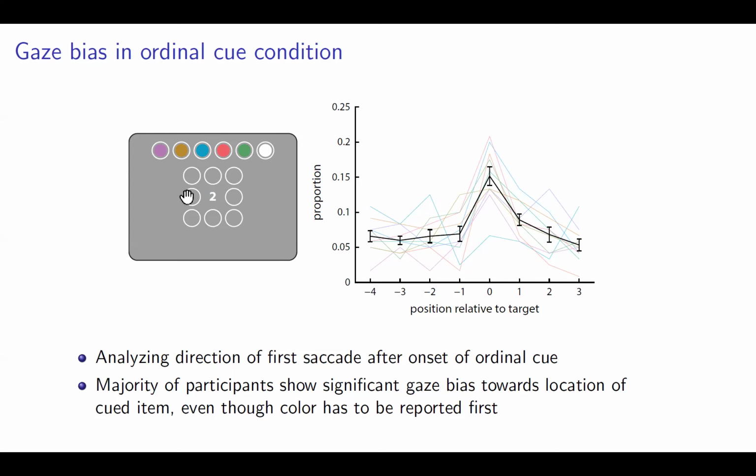That is a location that at that moment in time is not perceptually marked. The locations are all marked equally, right. They first have to make the color response, but they still, at least some of the time or more often than you would expect by chance, look at the location where the item was before they actually make the color response and look at the color stimuli. So there does seem to be some kind of automatic recall of the location induced by this ordinal cue.